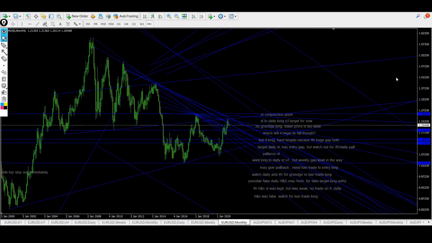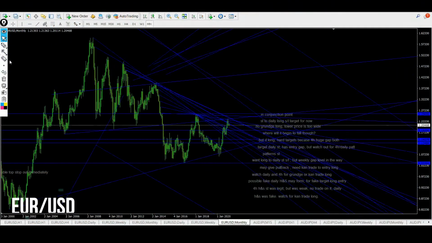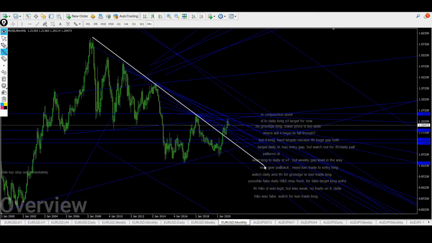Okay, so we'll start off with the Euro-USD chart. This is a monthly chart. We'll do a quick overview. Because of this trendline breakout from that pivot to this pivot right here, we're long biased for the medium term. But because of this price action over here, in the long term, we're still short biased. So medium term long, long term short biased. Okay, let's go on to entries.